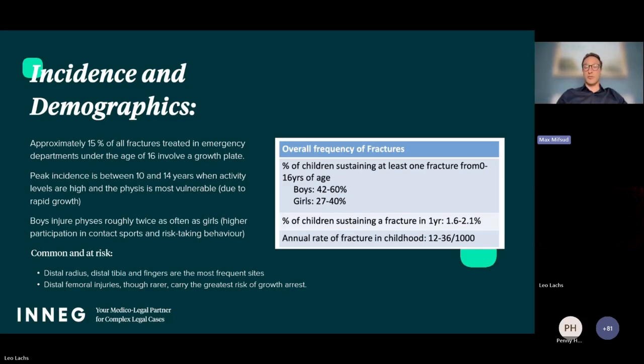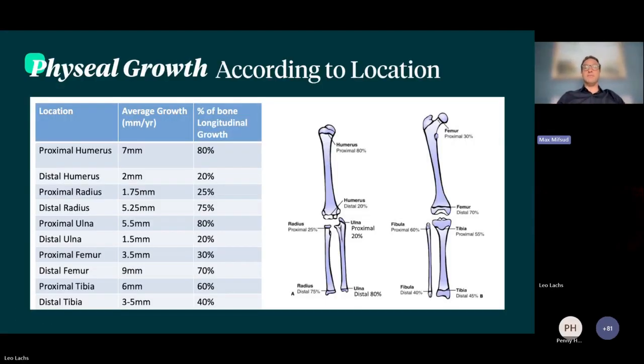There are some sites which are more common. Firstly, the hands and the fingers, but also what's known as the distal radius, or the wrist, and the distal tibia, which is the ankle. They are the most common sites. So I'd say wrist and ankle are probably the most common. Injuries in the bottom end of your thigh bone, just above your knee, what's known as your distal femur, are rarer, but they are the ones most susceptible to having what's called a growth arrest, and we'll talk a bit about that.